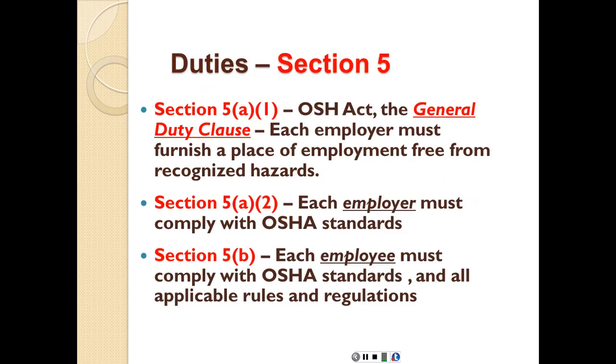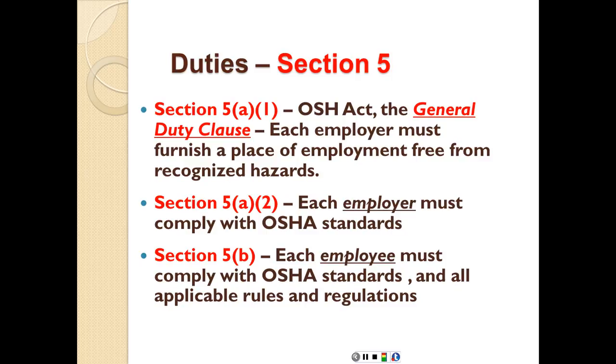The duties are in Section 5, and the most important part of this section is what's called the General Duty Clause, which is Section 5A1. The OSHA Act has the General Duty Clause. Each employer must furnish a place of employment free from recognized hazards. That's the general duty of every employer, and under this clause, so many employers are cited or are penalized because they do not provide an employment place free from recognized hazards.